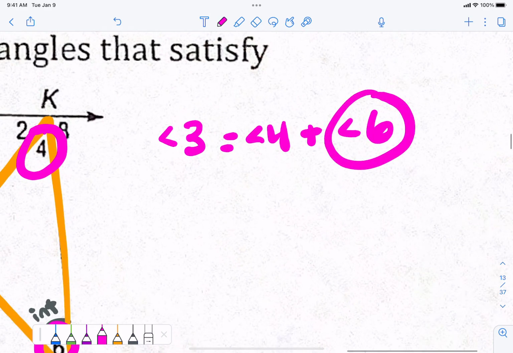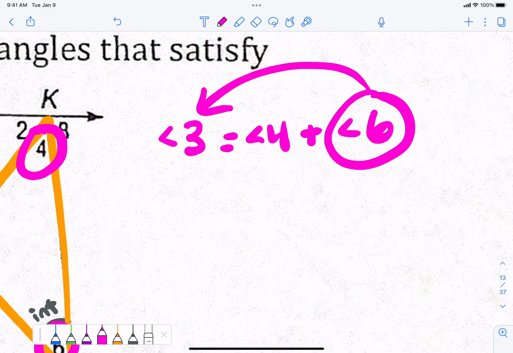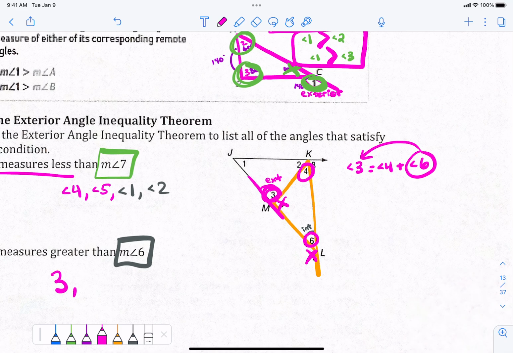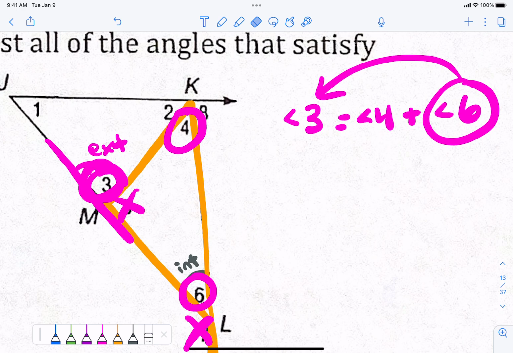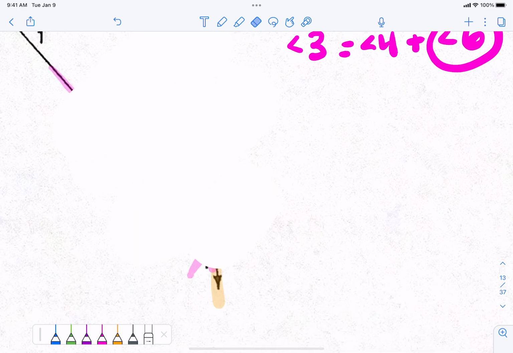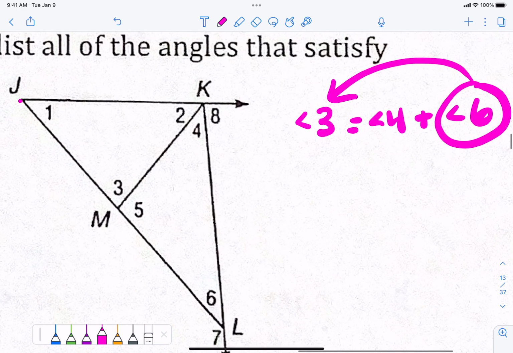So what's bigger than 6? 3, right? 3 has to be bigger than 6, right? I'm going to add that to my list over here. 3 is bigger than 6. Got it? Okay, now let's look at the big triangle. Erasing things. Okay, big triangle right here.